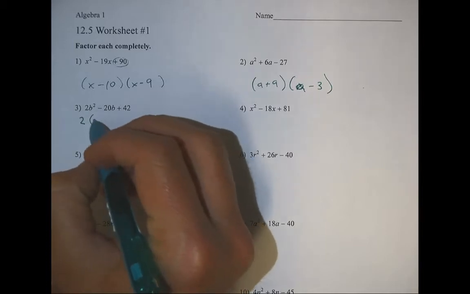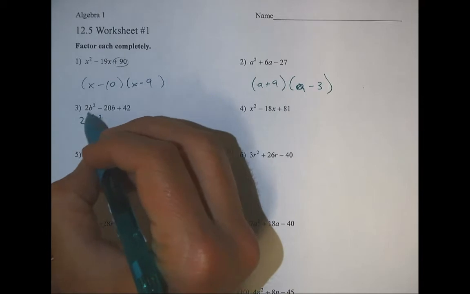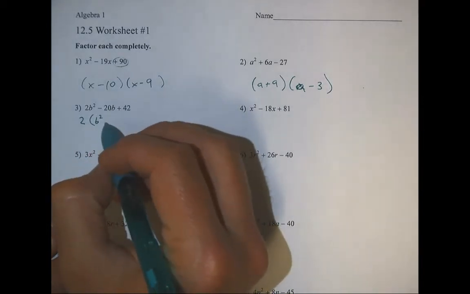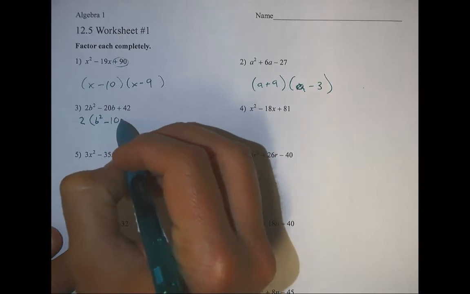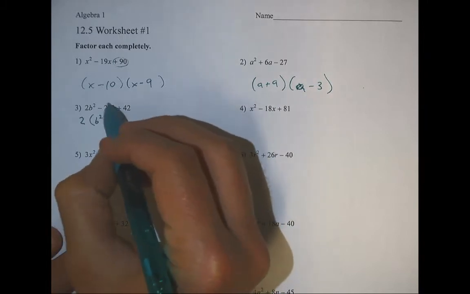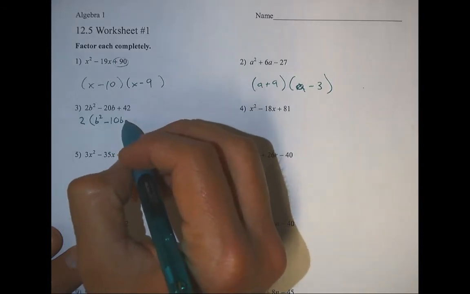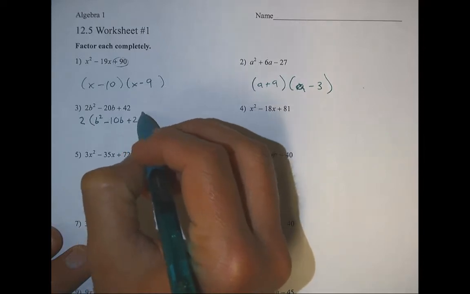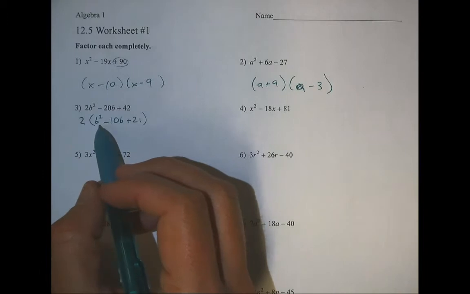So we're going to take the 2 out. So what would I multiply it by to get 2b squared? That would just be b squared, right? Multiply here, I end up here. What would I multiply by to get to here? That would be a negative 10b. Multiply that, you get negative 20. And then to get a 42, it's going to be a positive 21.